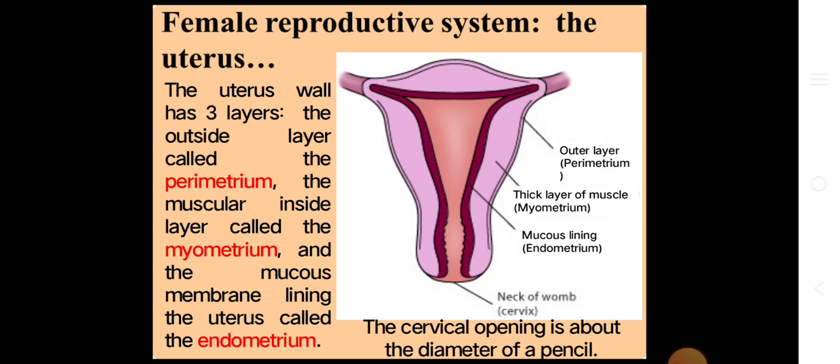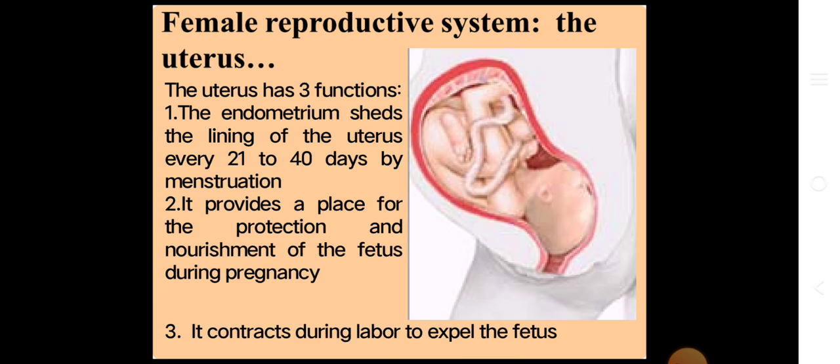The uterus wall has three layers. The outside layer is called the perimetrium. The muscular inside layer is called the myometrium, and the mucous membrane lining the uterus is called the endometrium. The cervical opening is about the diameter of a pencil.